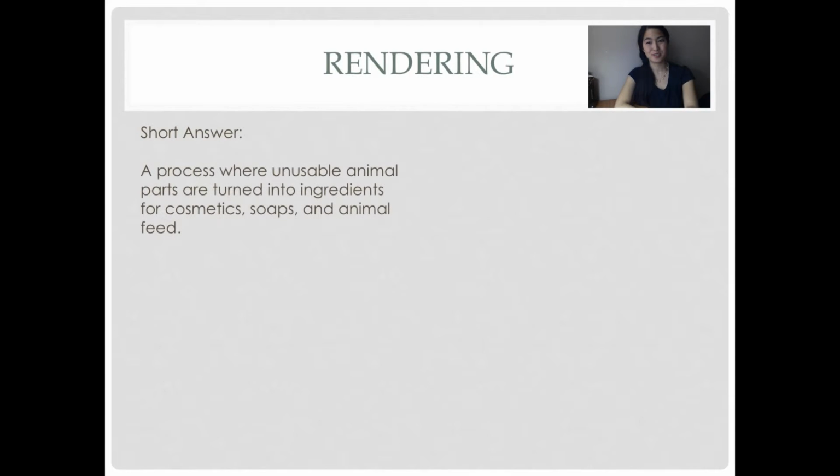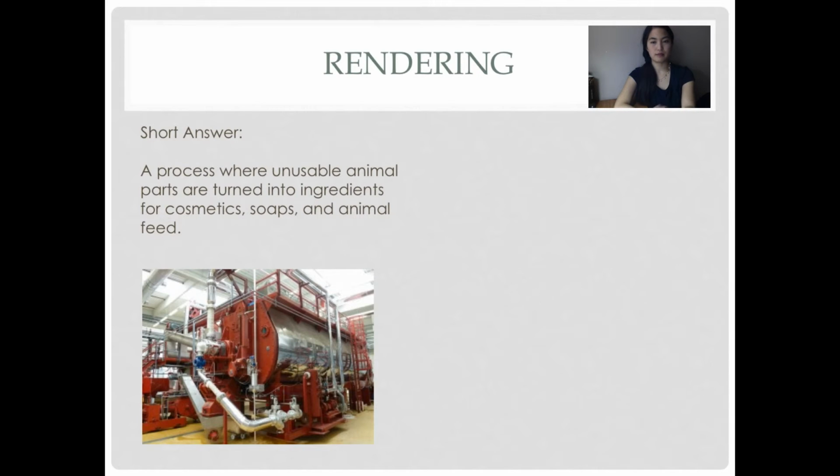So what is rendering? Well, it's this pretty gross process where they take unusable animal parts and they turn it into usable things like cosmetic soaps and, most importantly, animal feed. So, I don't want to be too graphic, but here is a big machine that looks all shiny and fancy, but it's pretty gross. If you really don't like gross things, go ahead and just skip the next part of this lesson because it does get a little bit gross.